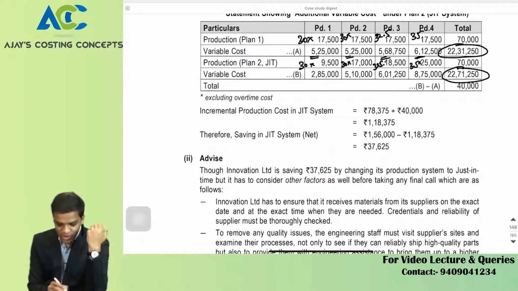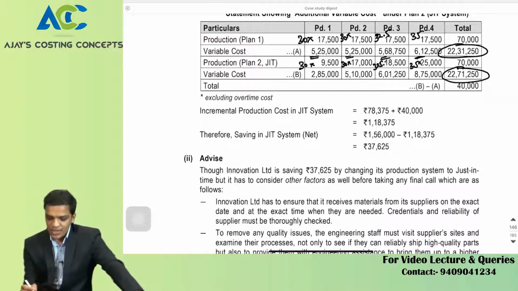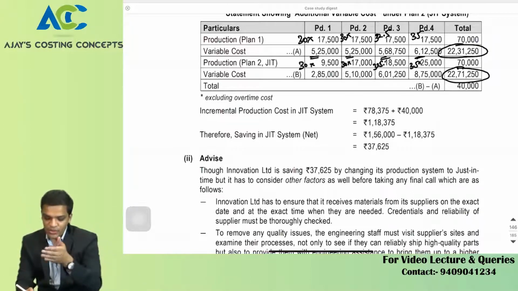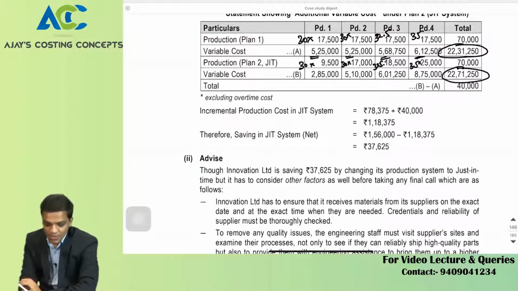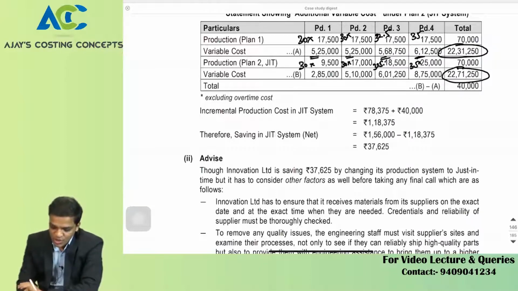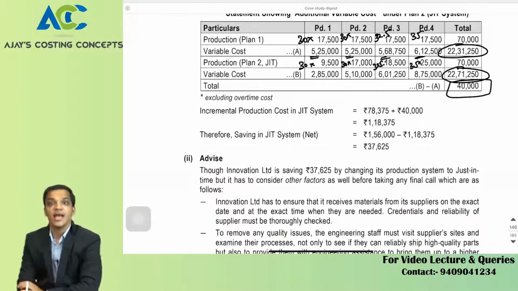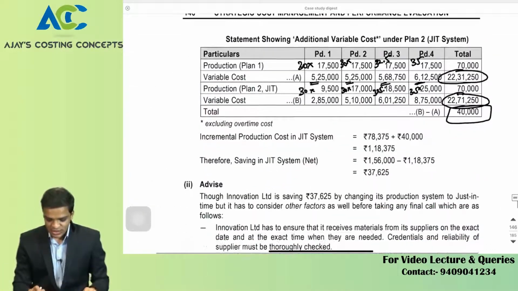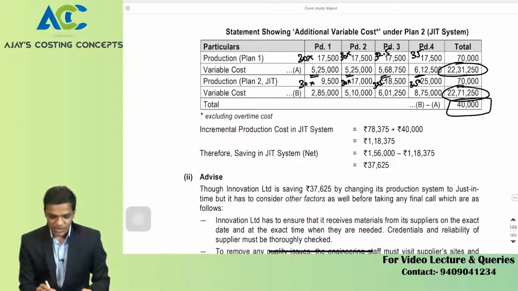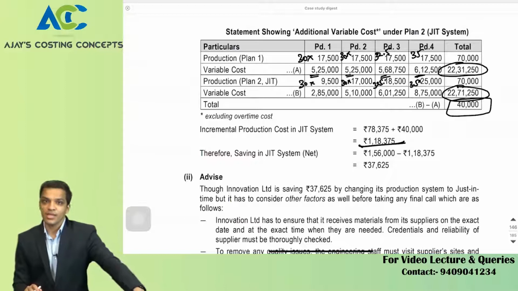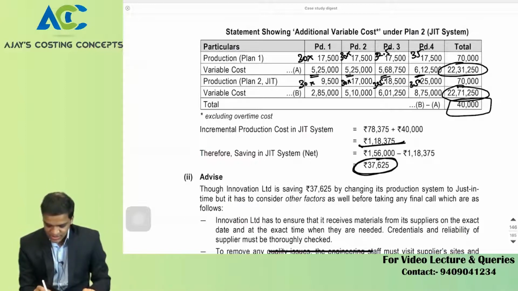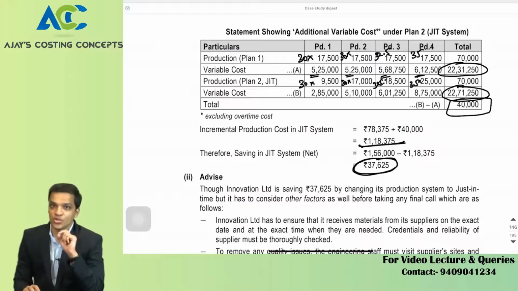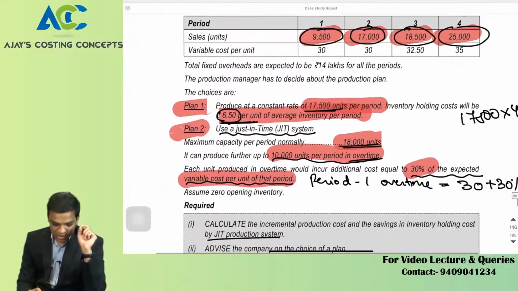So when it comes to savings, over here we have 22,000 of savings that can be calculated. That is 22,031 what the total variable cost would be, and 2271 is what the total cost here would be. So you are saving 40,000 over here, right? And the additional savings we have already calculated is 78,156. So what incremental cost would be incurred in production? 118 over here, and 156 is the overtime cost. So total saving would be 37,655, right?